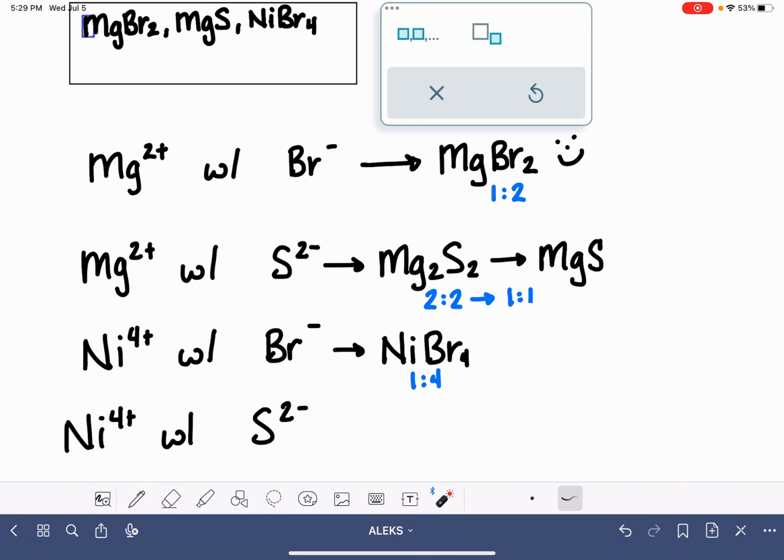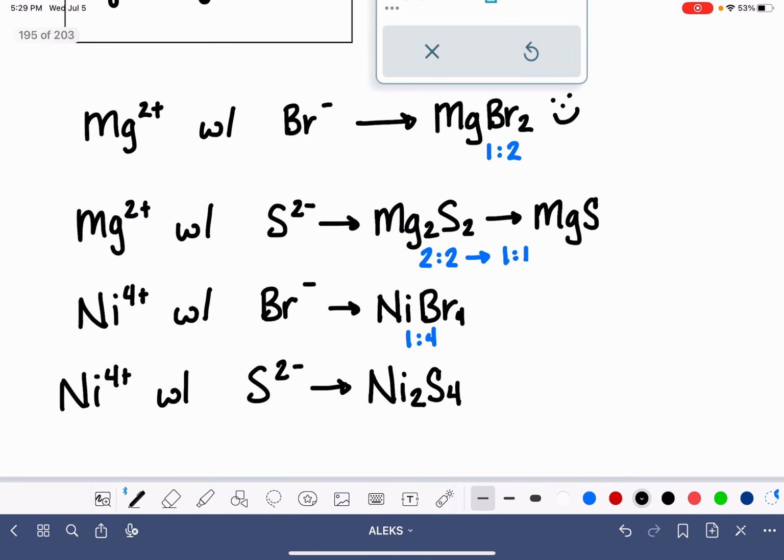And then last but not least, here's our last example. The 4 is going to be the quantity of sulfide that we need. The 2 is going to be the quantity of nickel that we need. That's Ni2S4. That ratio is 2 to 4. Can we simplify that ratio? Can we have that same ratio with smaller numbers?